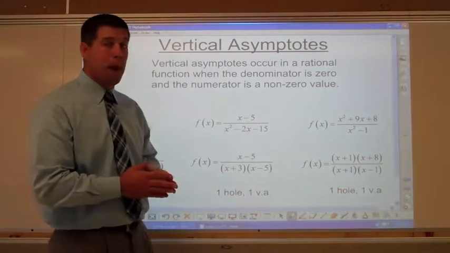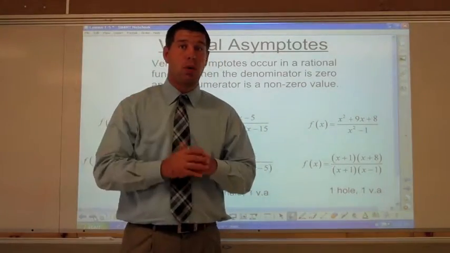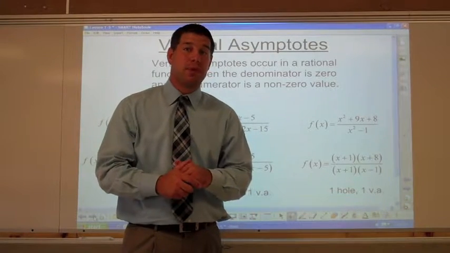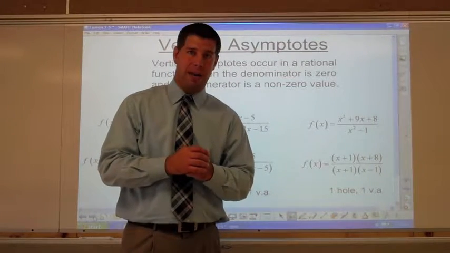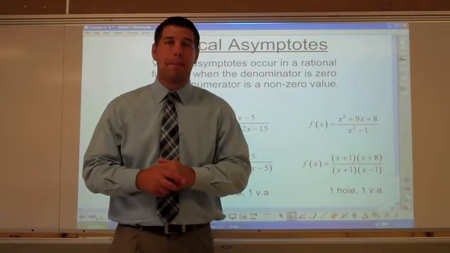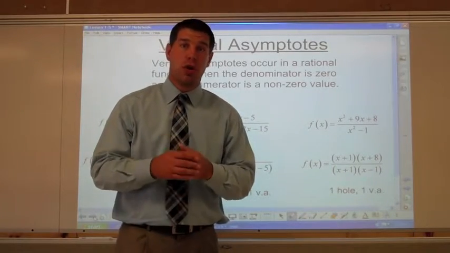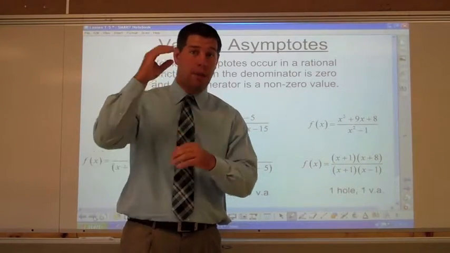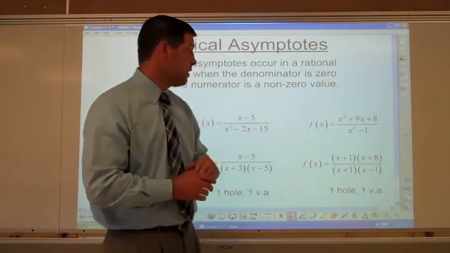If you plug in a number and you get 0 over 0, that is not a vertical asymptote. That is going to give you a hole in the graph. And I'm going to show you a couple of examples of how that happens. For a vertical asymptote, you want a number over 0, not 0 over 0.